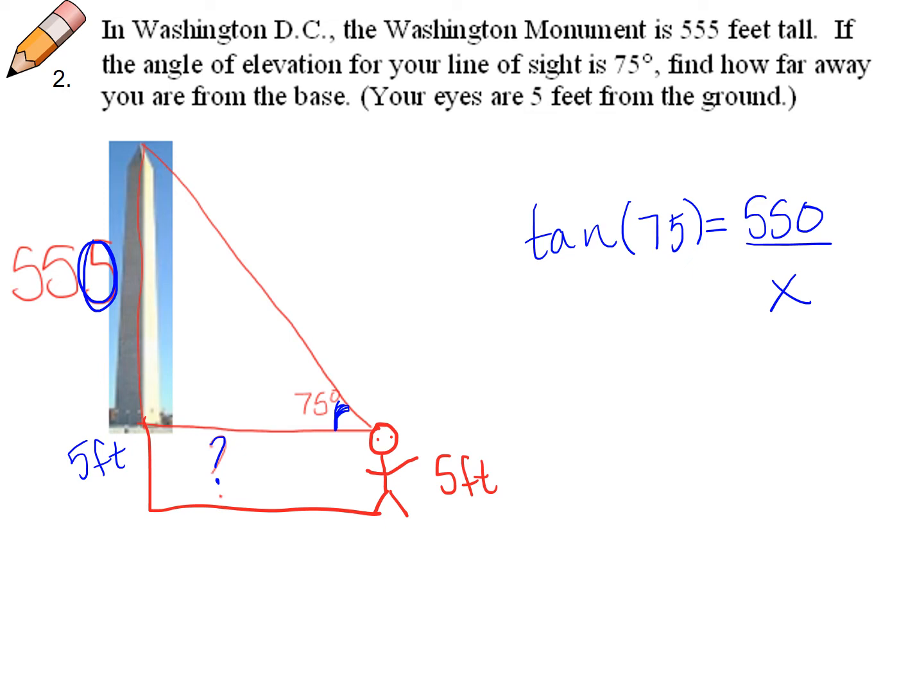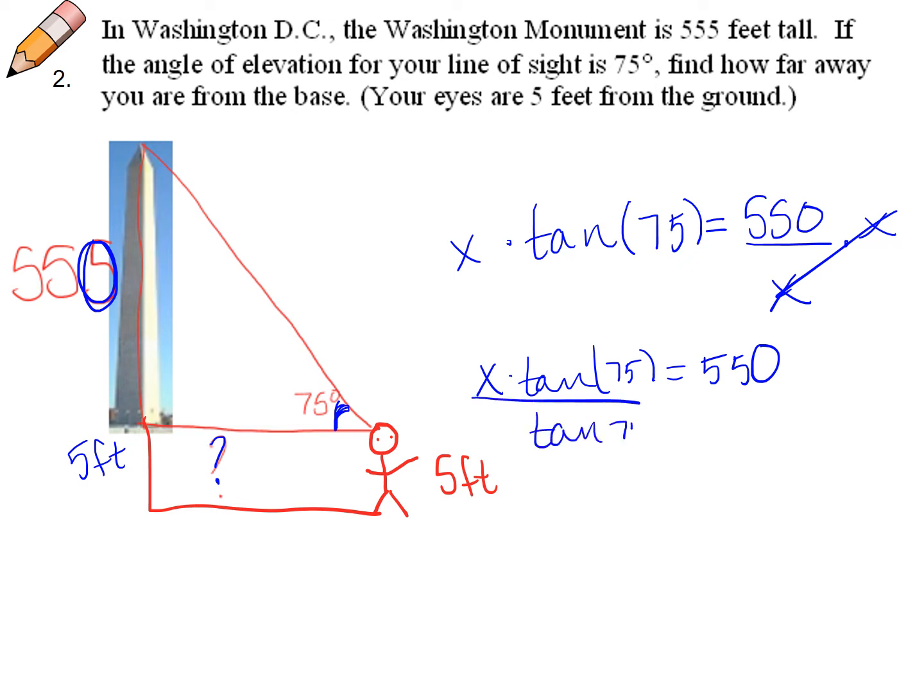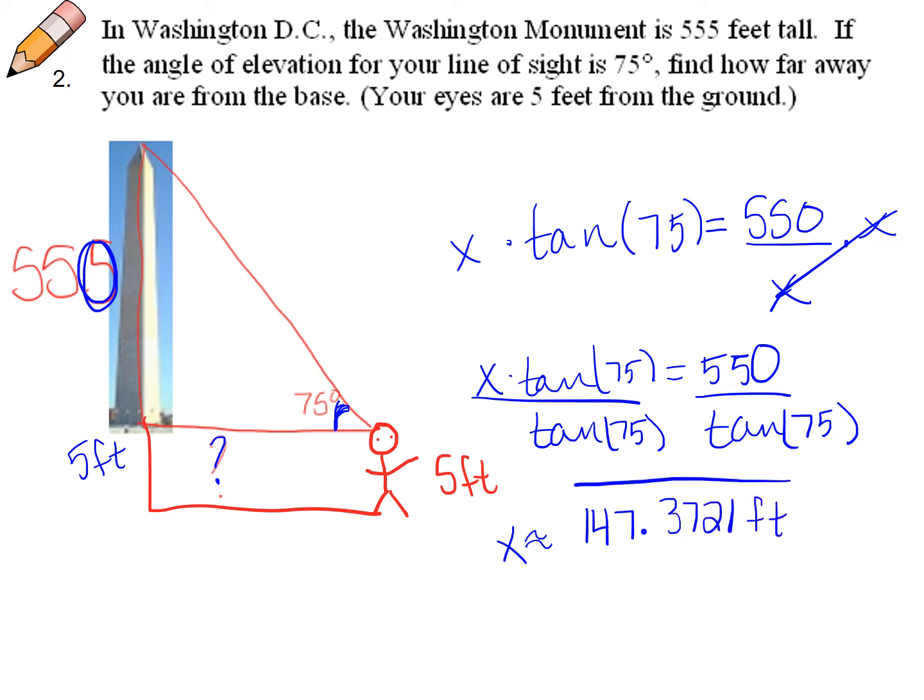So in order to solve, remember we have to multiply both sides by x to get x out of the denominator. It'll cancel the x's on the right hand side. We get x times the tangent of 75 is equal to 550. But now we have to divide by the tangent of 75 in order to get x alone. And that's what we're going to plug into our calculators. 550 divided by tangent of 75, we are approximately 147.3721 feet away from the base of the monument, and that is my answer.